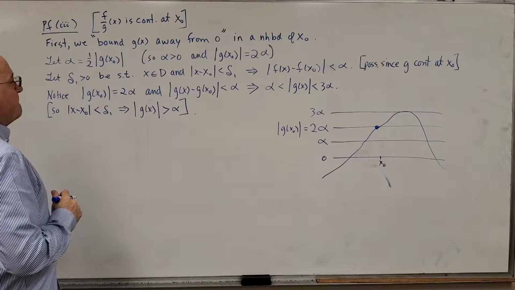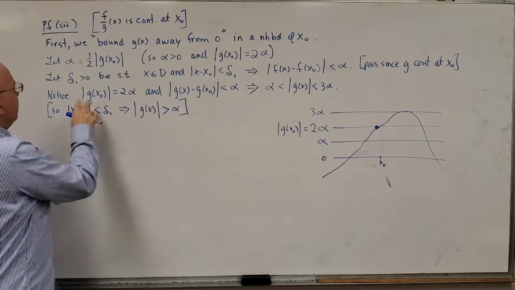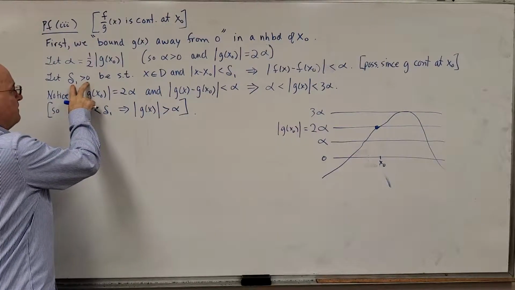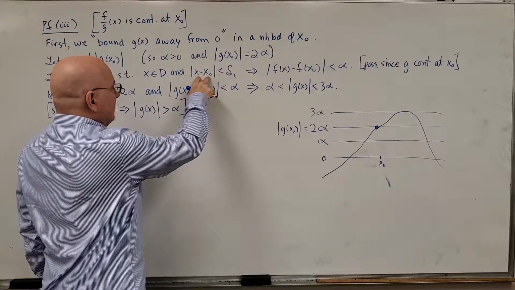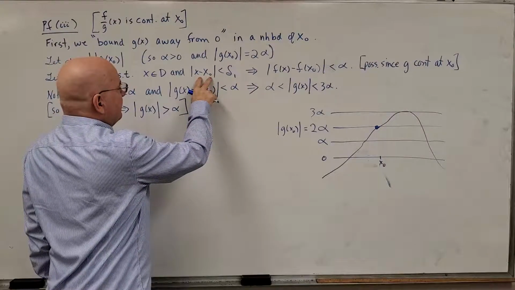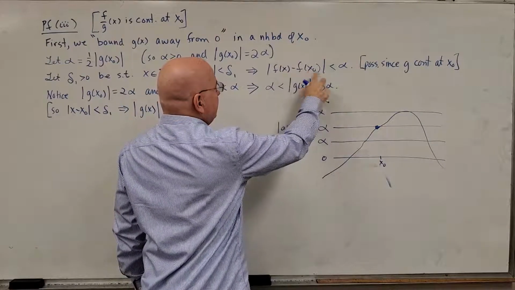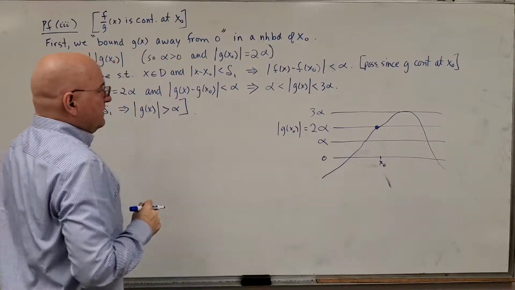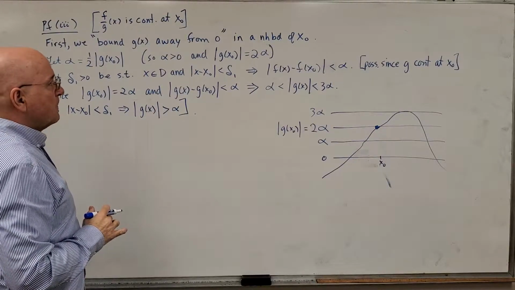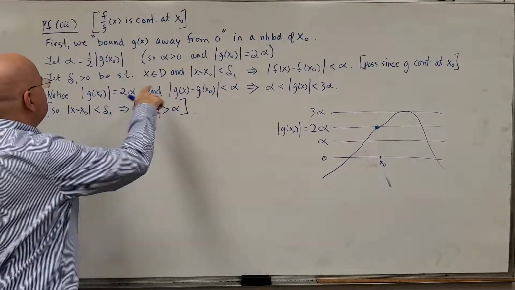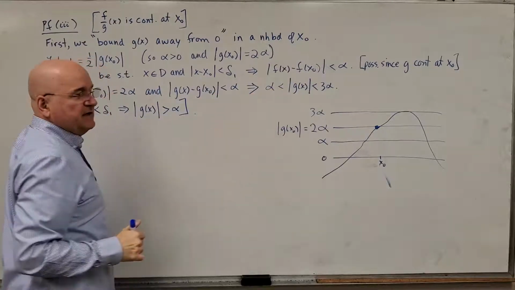Okay. Well, because we know that g is continuous at x naught, there's a delta 1 greater than 0, such that if x is in the domain and x is really close to x naught, within delta 1 of x naught, then the distance between g of x and g of x naught is less than alpha. So we've already drawn this on the board in a way, but that's possible. Or I could have said this delta 1 exists because g is continuous at x naught.